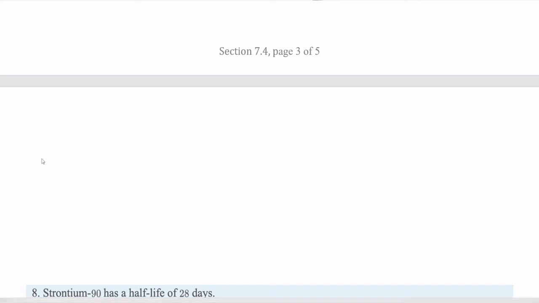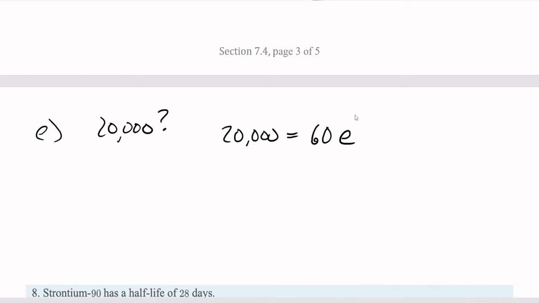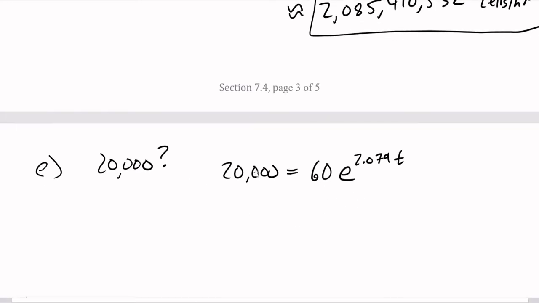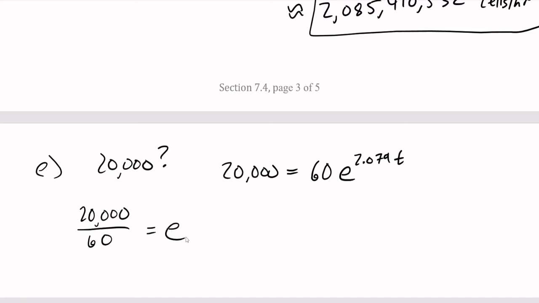Okay, we want to know 20,000 cells. Well, just plug into our formula. That's 20,000 equals 60 e to the 2.079t. So this is just algebra. Just get the t by itself, right? So this is going to be 20,000 over 60 equals e to the 2.079t, right?